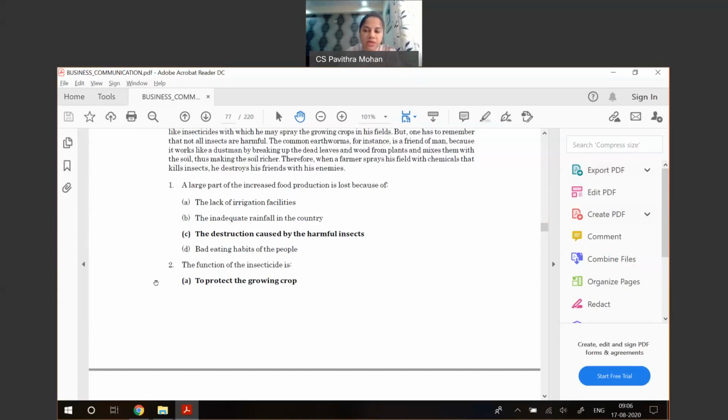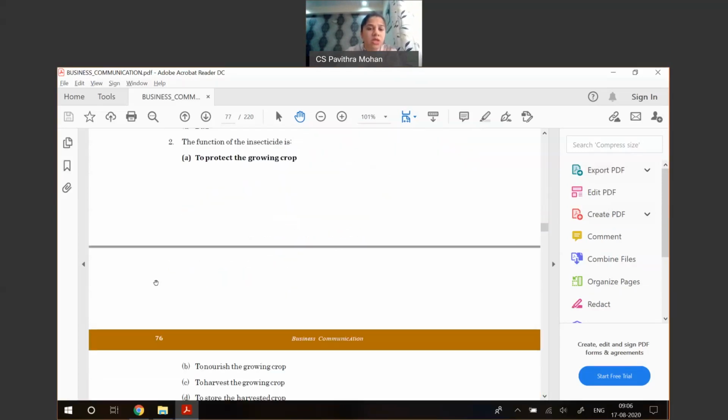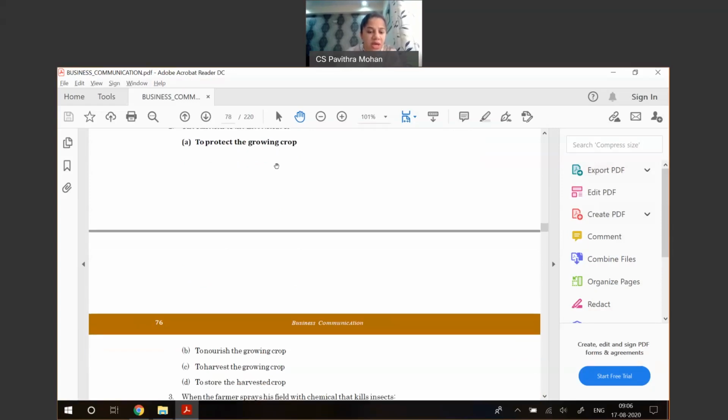Then you have the next question. The function of insecticide is to protect the growing crop, to nourish the growing crop, to harvest the growing crop, to store the harvested crop. For to nourish the growing crop, no, he's not using it for that, because for nourishment he is using other things. Here, if you see, he's just speaking about the infections that are being caused to the plant by the insects.